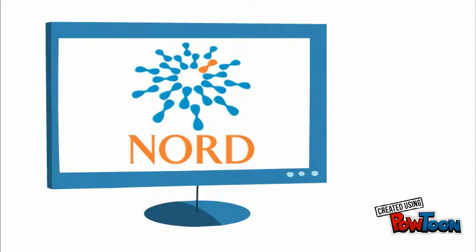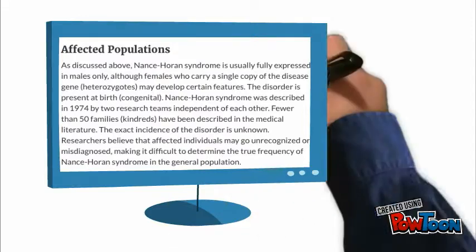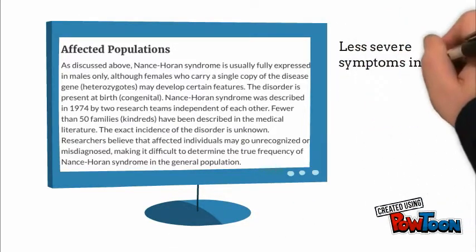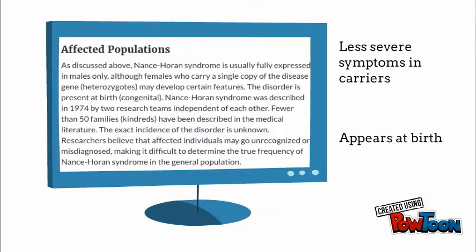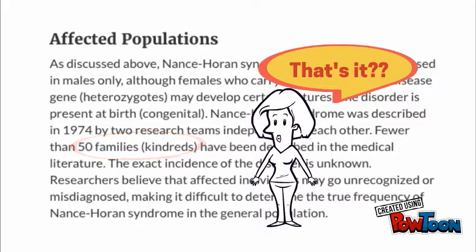According to the National Organization for Rare Disorders, Nance-Horan syndrome is usually only fully expressed in males, though females who are carriers or heterozygotes show less severe symptoms of the disorder, and it shows congenitally, or at birth. Medical literature also shows that only about 50 families have records of the disorder.